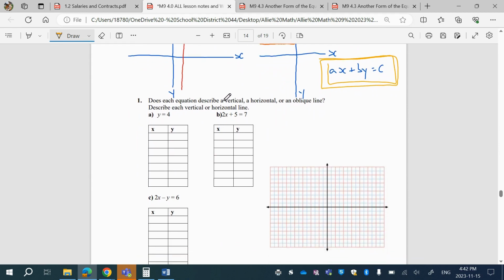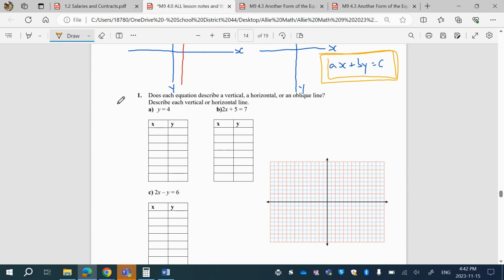Does each equation describe a vertical, a horizontal, or an oblique line? Describe each vertical or horizontal line. So here we have that y equals 4. So we could just write in each of these that y equals 4. Doesn't matter where we are, y is going to equal 4. And here, over on x, and I'll draw this now, let's go y for 1, 2, 3, 4. It's going to be that line right there. That's A.